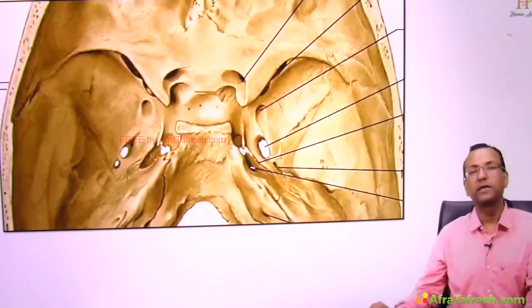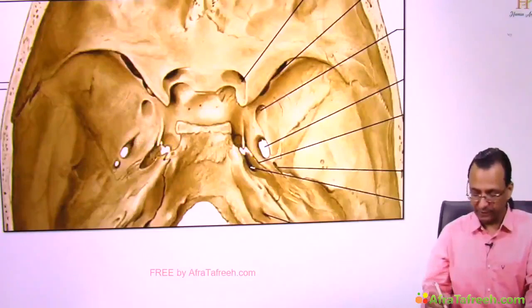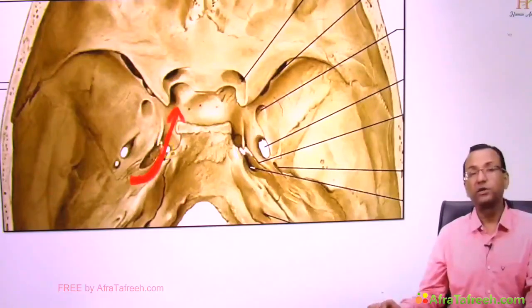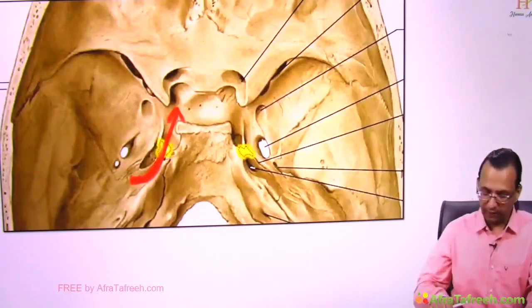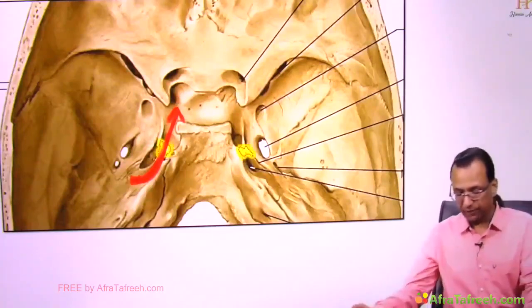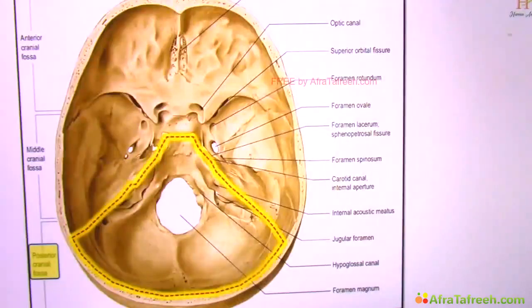That is where the internal carotid artery was passing. Yes, it goes like this. So where is it going? Into the cavernous sinus. It is passing at the floor of the foramen lacerum to enter the cavernous sinus. Okay, fine. Can we discuss the posterior cranial fossa now?